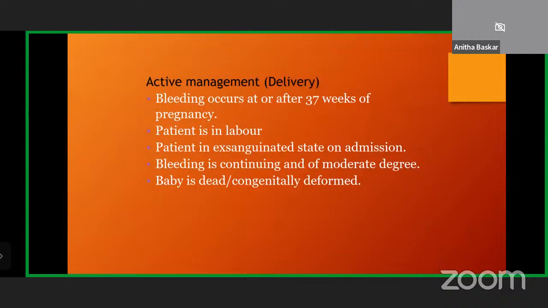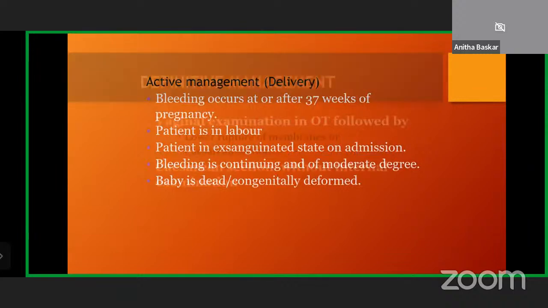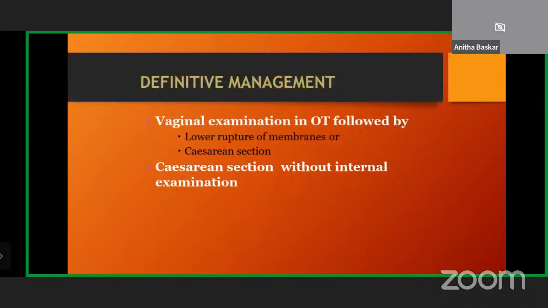What is the active management? What is the role of active management? When bleeding occurs at or after 37 weeks, and the patient is in labor, or the patient is in shock, extreme shock, and bleeding is continuing at a moderate degree, you have to go with active management irrespective of the gestation. What is the definitive management? Nowadays, it is not followed.